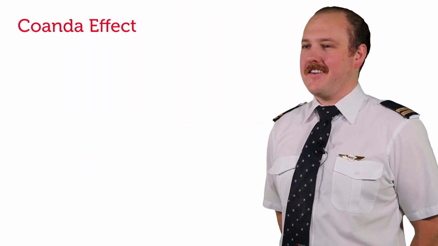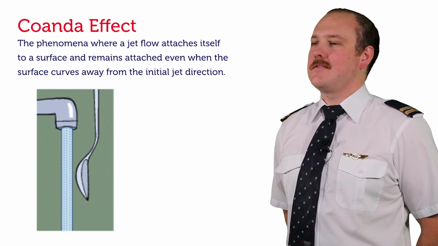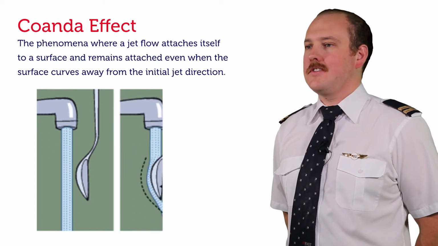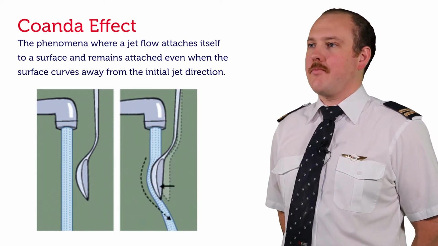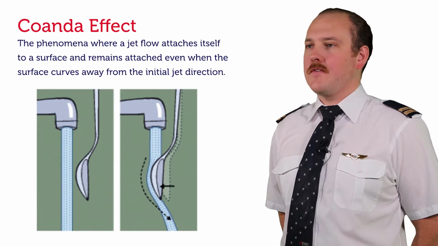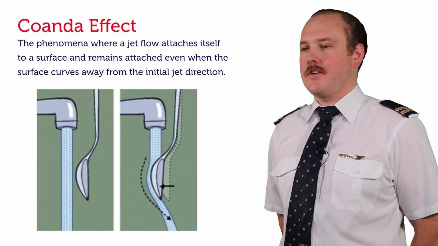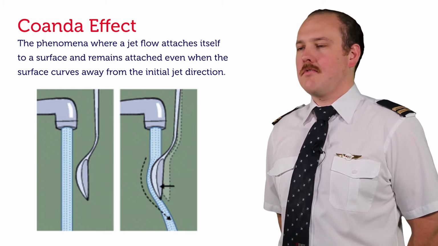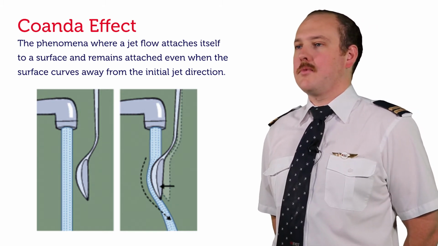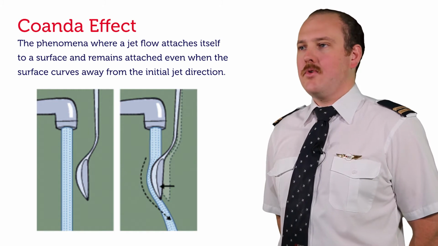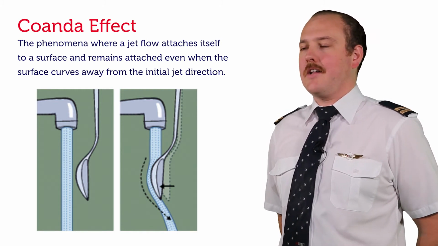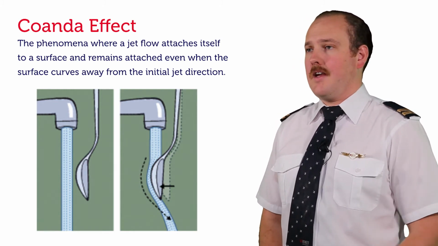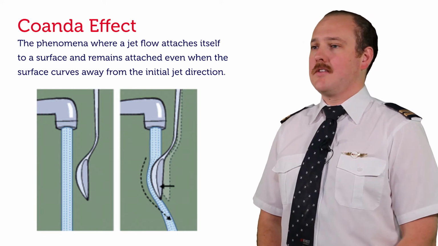The Coanda effect. This phenomenon is where a jet flow will attach itself to a nearby surface and remains attached even when the surface curves away from the initial jet direction. A good way to describe the Coanda effect is with a teaspoon running under a stream of water from a tap. Now, it's very similar to Bernoulli's theorem in the fact that we're still analysing air as a fluid, and it has the same characteristics and dynamics.